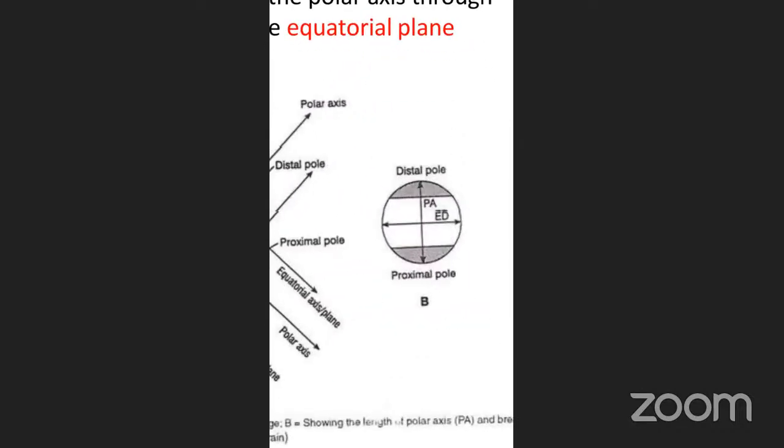See here, the pollen grain is commonly a round shape structure. Upside, distal pole, lower side, proximal pole. Two poles are there. So this is also polarity.